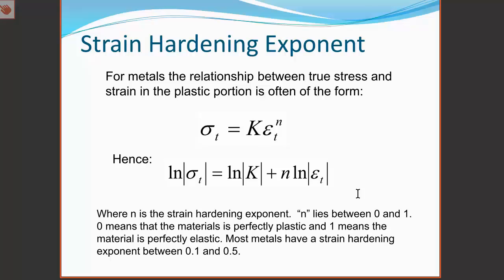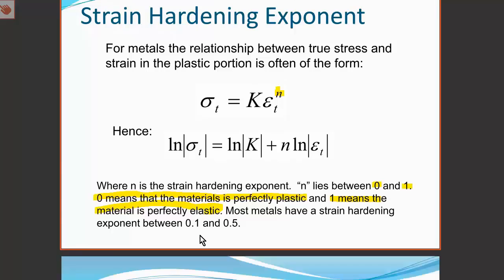For metals, the relationship between the true stress and strain in the plastic portion, where the material is starting to yield, is of this form. This is what's known as the true stress, the force divided by the actual cross-sectional area, and that's equal to K multiplied by the true strain to the power n. Here, n is the strain hardening exponent, which lies between the values of 0 and 1. 0 means the material is perfectly plastic, and 1 means the material is perfectly elastic.